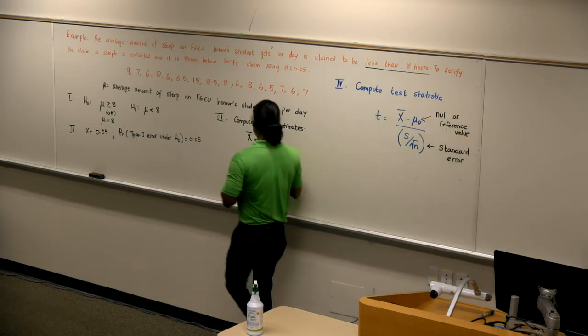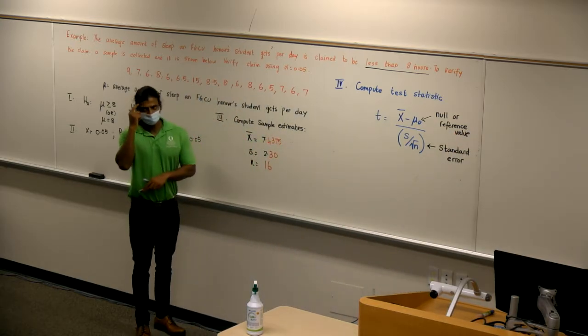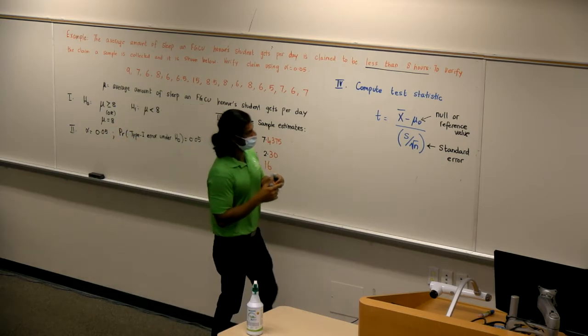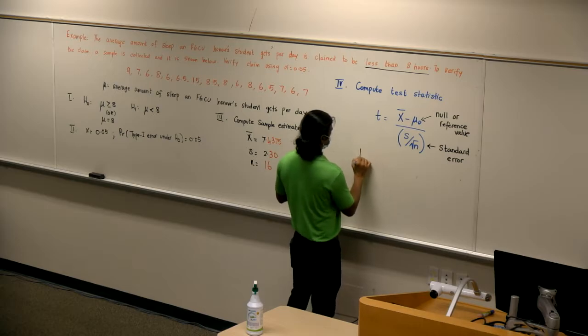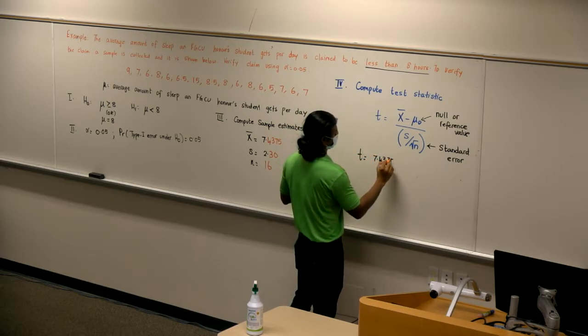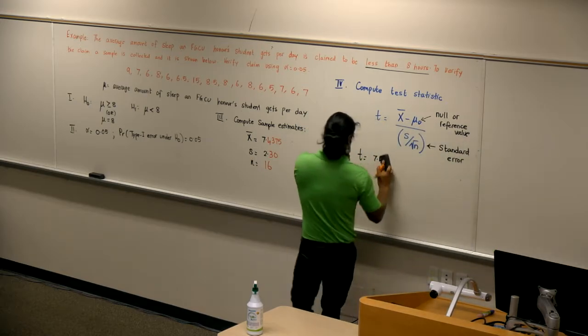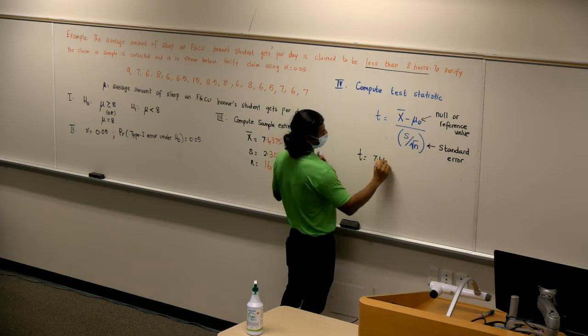And X bar is the sample mean, which is 7.4375. So plug in those numbers. We can't have just 2 decimals. I've rounded to 7.44.